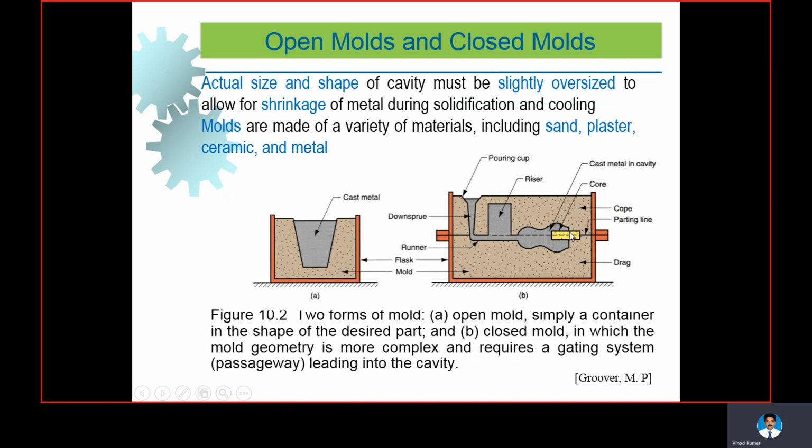So these are the different parts of a sand casting mold, and the core is a solid part which is inserted in the mold to produce hollow portions, or to produce a hole. We are using the core inside the cavity.